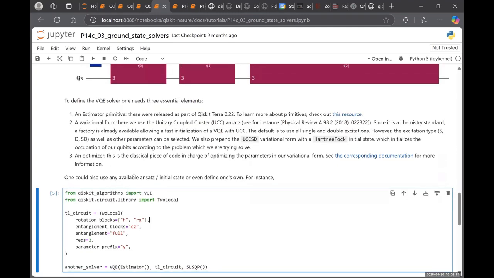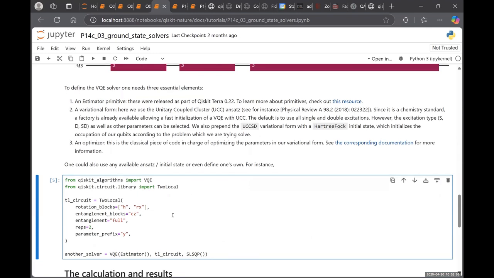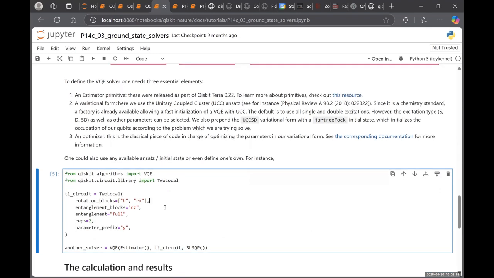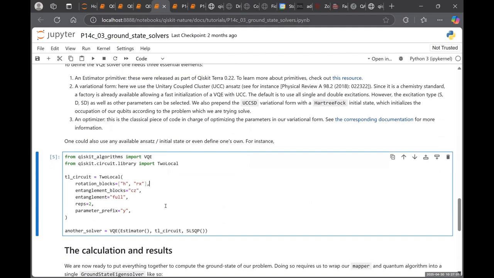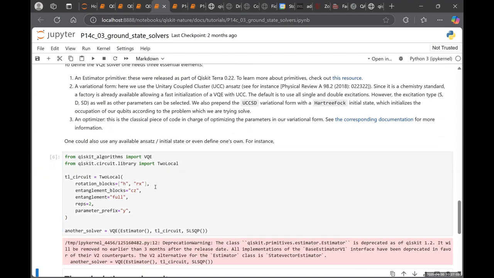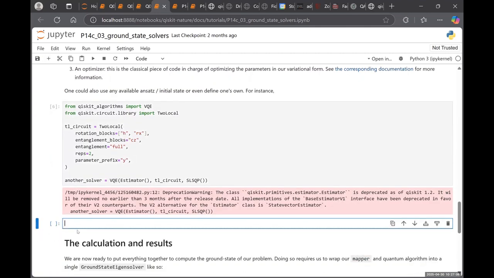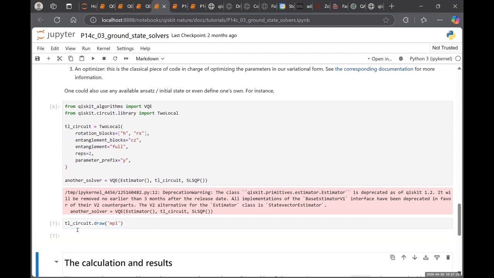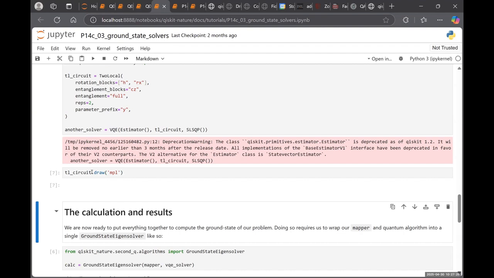Okay. It says one could also use other ansatz. It's using TwoLocal. Yeah. This is another solver. We could also print out a TwoLocal circuit. We found a circuit. This is it.